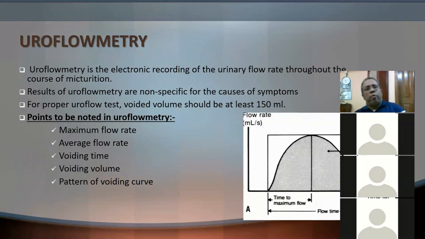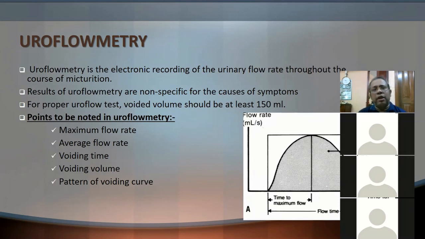So this is about uroflowmetry, the electronic recording of the urinary flow rate throughout the course of micturition. The results of uroflowmetry are not specific for the cause of the symptoms. For a proper uroflow test, the voided volume should be at least 150 ml. That means if the patient voids only 50 ml, the recording is not a complete one. So the voided volume must be at least 150 ml, otherwise the test is not accurate. That must be remembered.